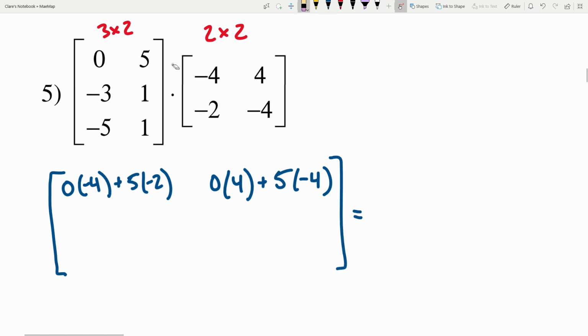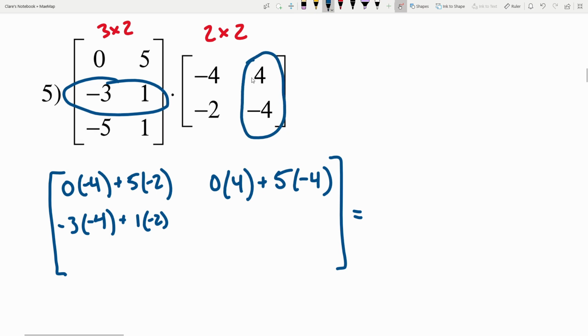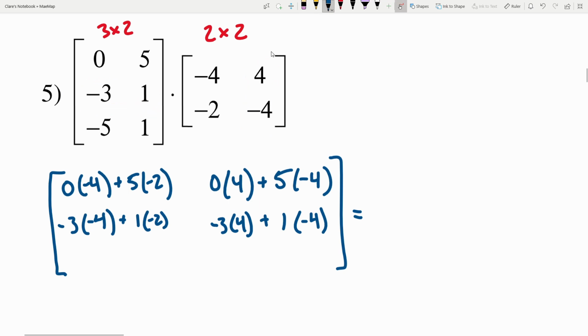Now, I'll move on to my second row. So dotting my second row of my first matrix with column 1 in my second matrix, that's going to be negative 3 times negative 4 plus 1 times negative 2, working left to right and top to bottom. Negative 3 times negative 4, the first numbers, added to 1 times negative 2, the second numbers. So using that same idea, now we're going to dot the second row with our second column. So negative 3 will get multiplied to 4 because those are the first numbers working left to right and top to bottom. Negative 3 times 4 plus 1 times negative 4. So if you ever get confused, just think work left to right in the row, top to bottom in the column.